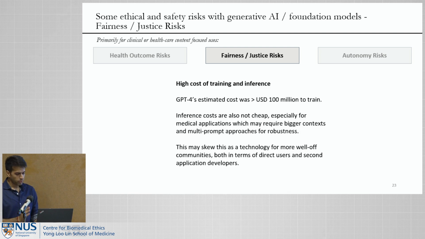There's a separate problem which is, I think, worth noting. It hasn't been shown to be the case yet, but I think it might. Like I mentioned, the estimated cost was about 100 million or over 100 million to train GPT-4. Inference costs are also not cheap, especially for medical applications.